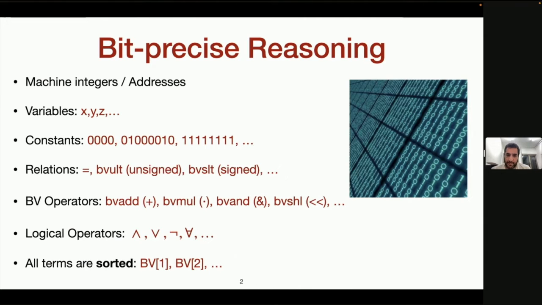Relations like equality, BVULT, like unsigned less than. We also have sign comparators and several operators like bit vector addition, BVAdd, multiplication, BVAnd, which is a bitwise AND operator, shift, and more. And such constraints can be combined using logical operators. All terms are sorted according to the bit width. So, for example, every variable doesn't range over all bit vectors, but only over bit vectors of a certain bit width.